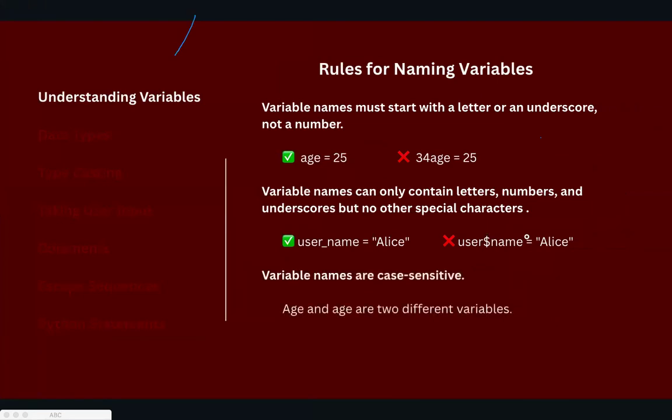And the third rule is variable names are case sensitive. So age with capital A and age with small a, Python will see both of these as two different variables. So you should be very careful while defining, while assigning, while creating variables and while naming them.